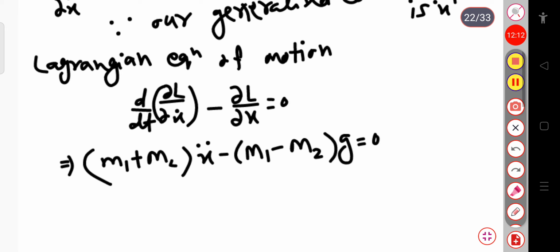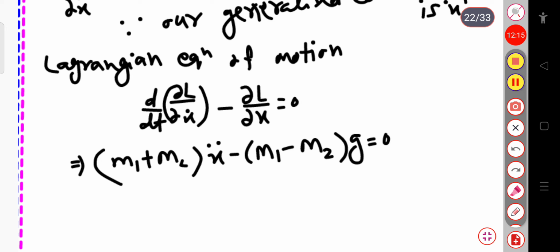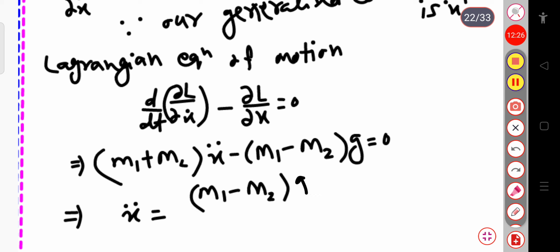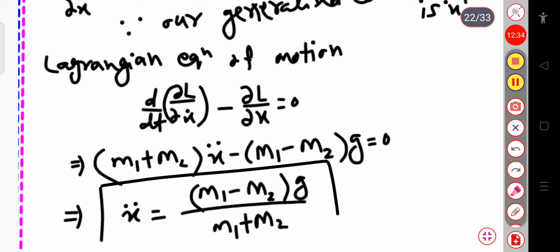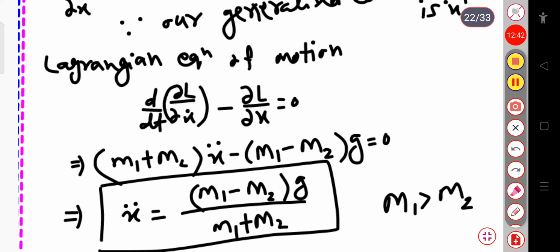From this expression we can write the value of x double dot. Taking this term to the right hand side, x double dot will be equal to (m1 minus m2) whole into g, divided by the coefficient of x double dot, that is m1 plus m2. So this is the expression for x double dot. In this case, if mass m1 is greater than m2, it will descend with constant acceleration. But if mass m1 is less than m2, then the mass will ascend with constant acceleration.